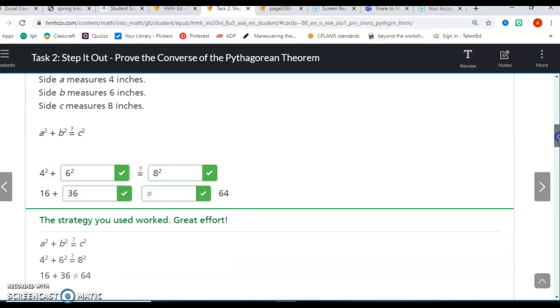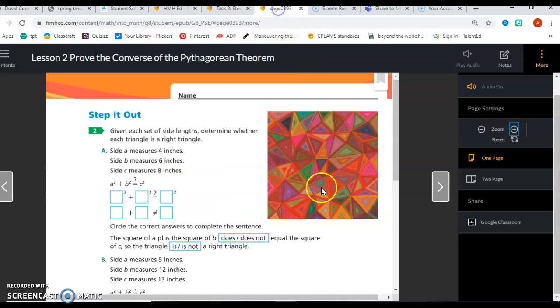So on your worksheet, when you go through and plug these values into your boxes, you have to ask yourself, the square of A plus the square of B does or does not equal the square of C, right? If it does equal, then you know it is a right triangle, but if it does not equal, then it is not a right triangle.